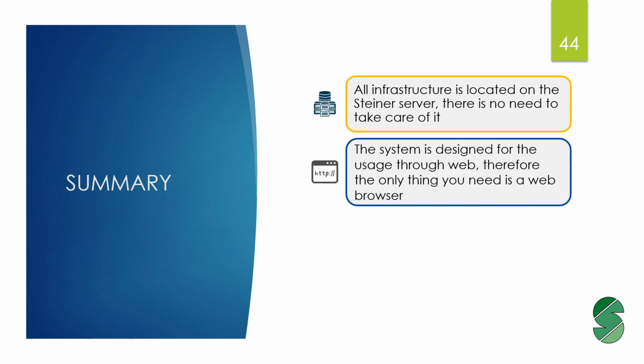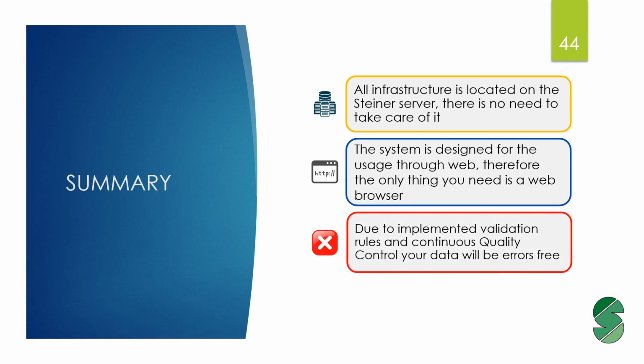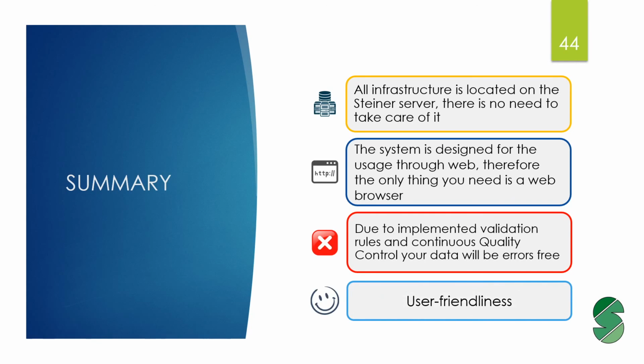The system is completely web-based, so the only thing you need to have is a web browser. There are many different validation rules implemented in Prometheus Light, so the probability of making a mistake in the data is minimized as much as possible. Also, the continuous quality control that is run on saved data will find possible errors that will be displayed to the user. The whole system is designed to be maximally user-friendly. Managing donors and users is as straightforward as possible.